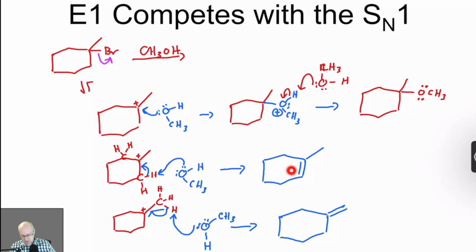Now between these two, you can easily predict that this is the more abundant product. How can I say that? This is the Zaitsev product. It is tertiary, a tri-substituted alkene. This is a di-substituted alkene. According to Zaitsev's rule, the more substituted one should form in predominance. So that should be the predominant alkene at least. Now, will it be more abundant than the SN1 product? Difficult to say. All right, so that's how you do that.